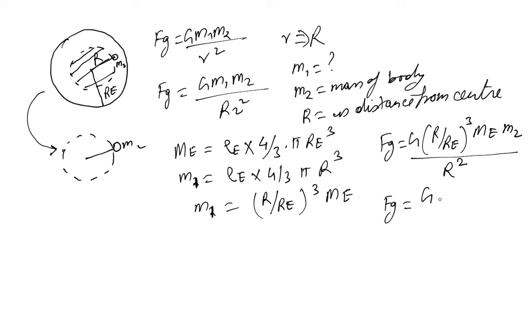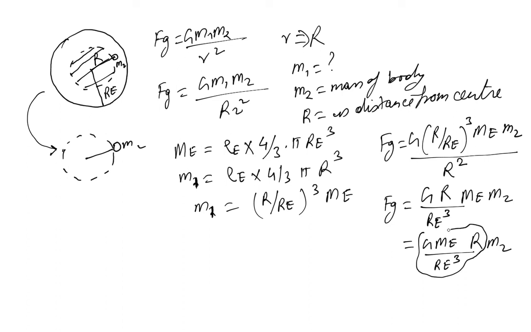And this reduces to Fg equals G, R over Re cube, Me M2. As a matter of fact, you can reduce this to G, also rearrange this to G Me over Re cube R M2, right? And this is nothing but gravity, small g, which is for any point inside the earth.